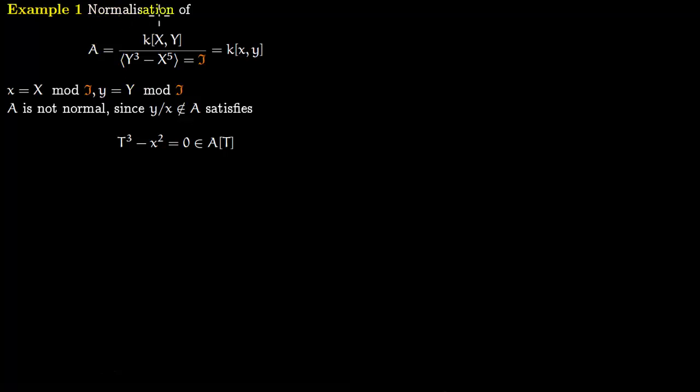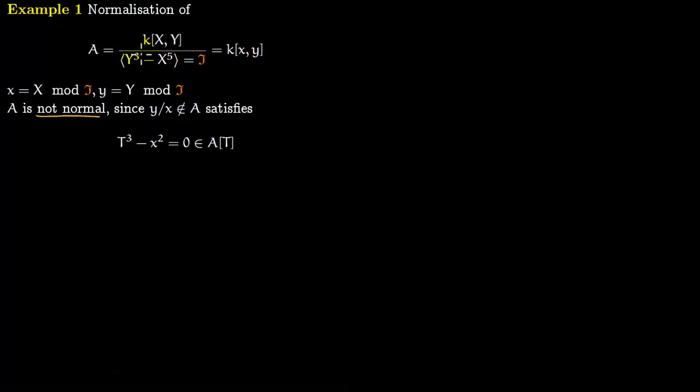So the first example is the normalization of this ring A, which is k[X,Y] modulo the ideal Y cube minus X^5. We put this as an ideal I. So we can write it as k[x,y], where small x is X modulo the ideal and y is capital Y modulo this ideal. The first thing to notice is that this ring is not normal.